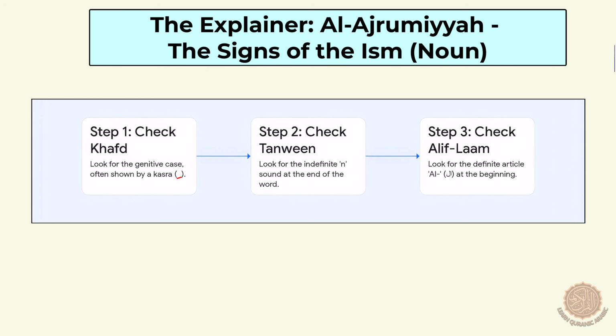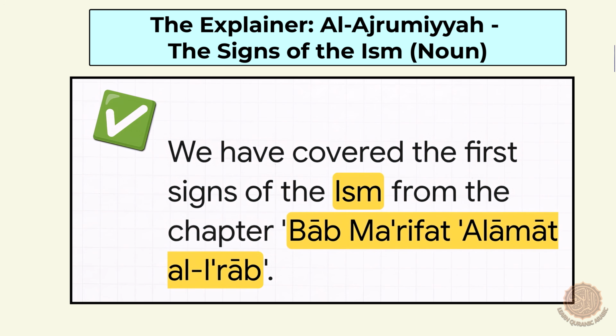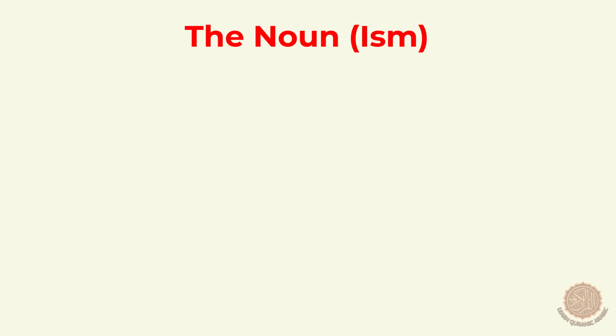And we will stop our lesson here for today. Alhamdulillah, we have now covered the first signs of the ism, just as Ibn Ajrum presents them in the chapter called Babu Ma'rifat Alamat al-I'rab, the chapter of knowing the signs of grammatical states. We've mastered the first part of this very important chapter. So, you are now equipped to identify the ism.